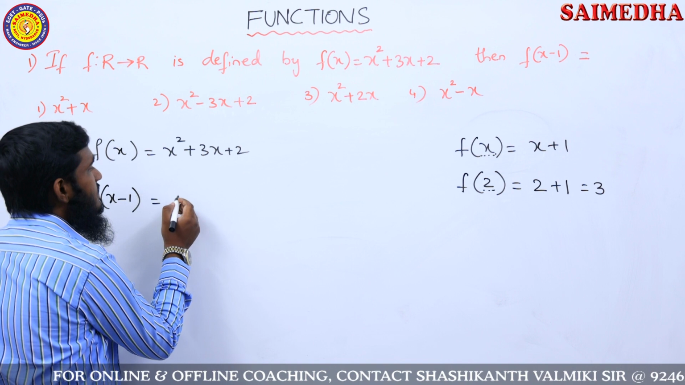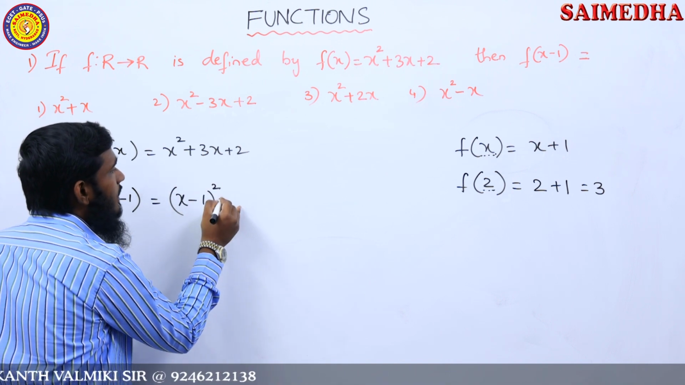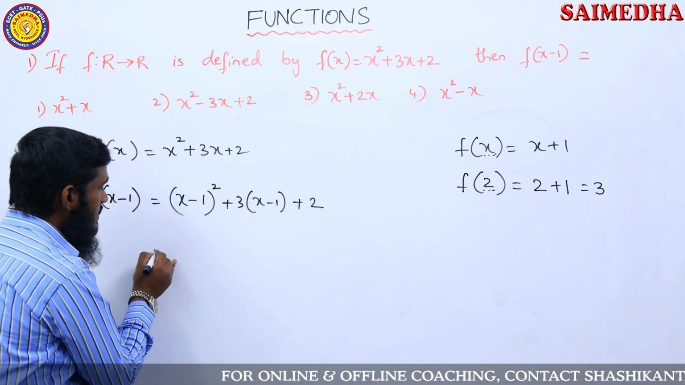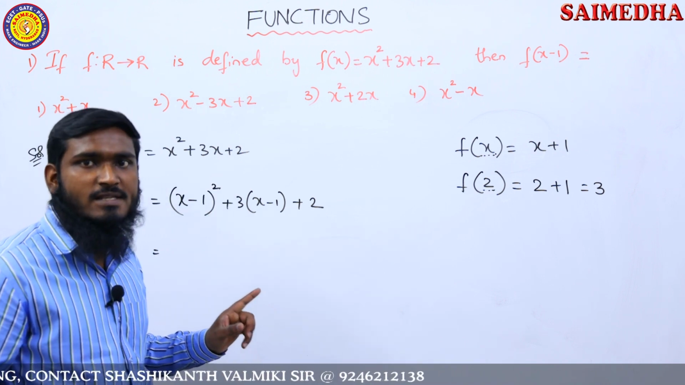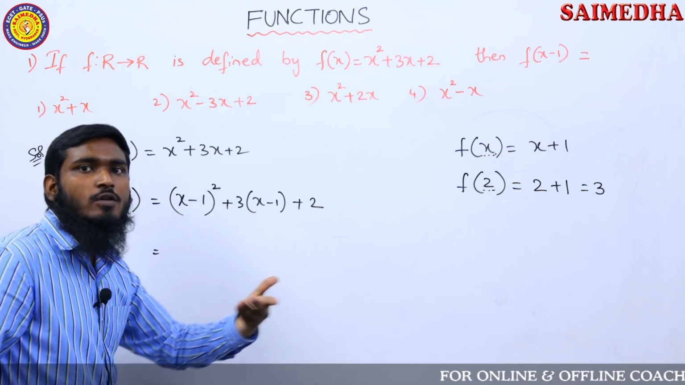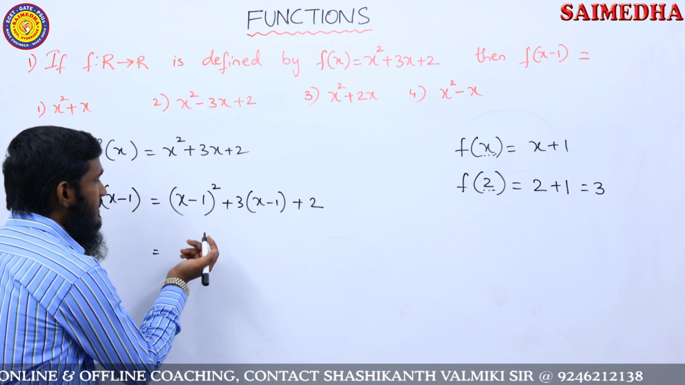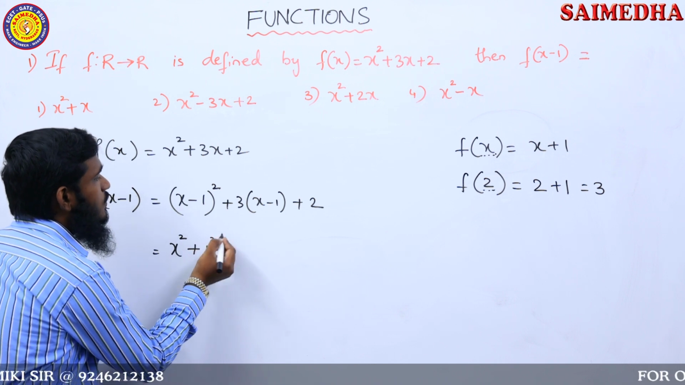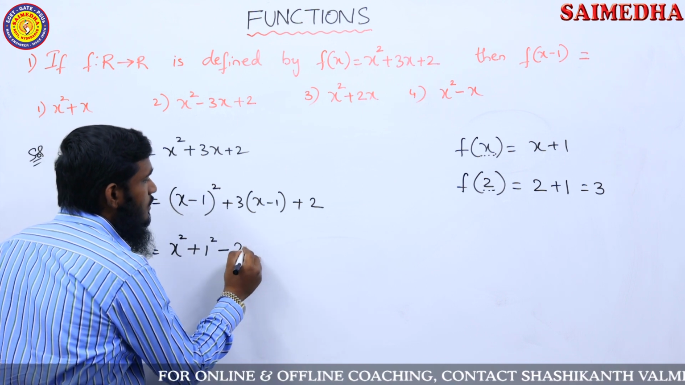So x square is there, na? X square means we write x minus 1 whole square plus 3 into x minus 1 plus 2, which is equals to. Now we have to simplify this part. Is it clear? So x minus 1 whole square is in the form of a minus b whole square. A minus b whole square means what is the formula? A square plus b square minus 2ab. So let us write this part: x square plus 1 square minus 2ab, meaning 2 into x into 1, which is 2x.